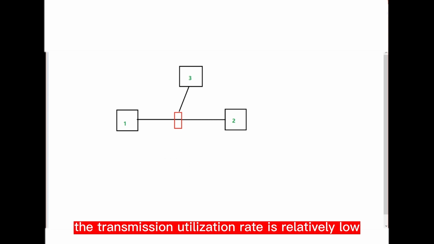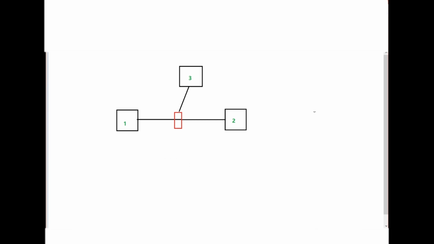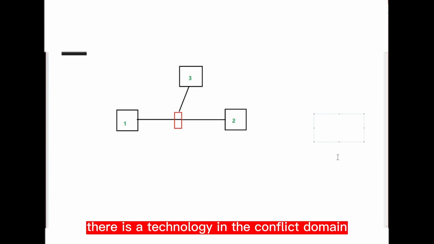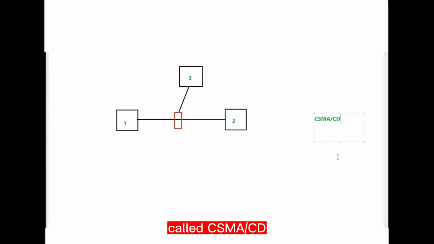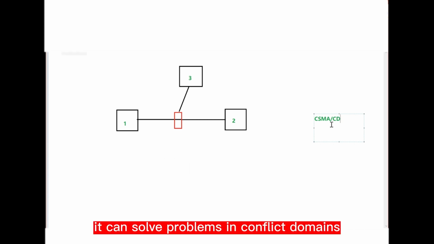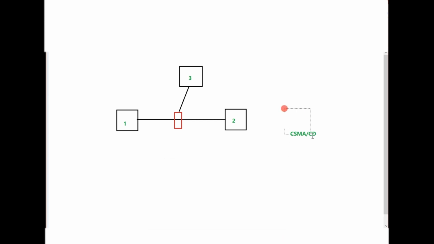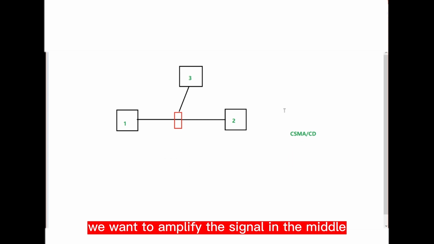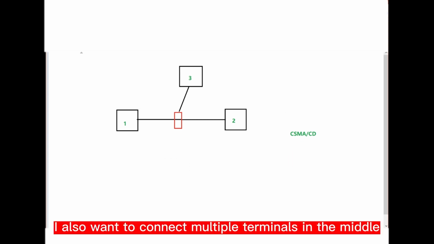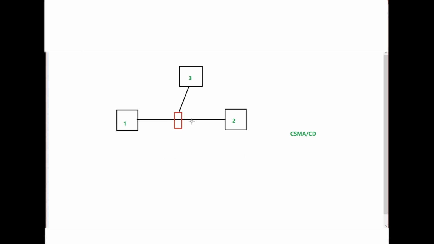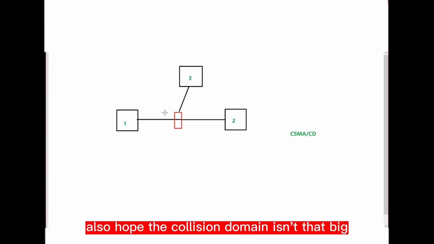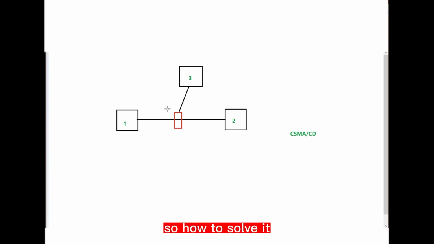The transmission utilization rate is relatively low. Of course, we also said before there is a technology in the collision domain called CSMA/CD. It can solve problems in collision domains, but it's too inefficient. So slowly we will find we want to amplify the signal in the middle. I also want to connect multiple terminals in the middle. We also hope the collision domain isn't that big. Now there is no way to solve this problem. So how to solve it?